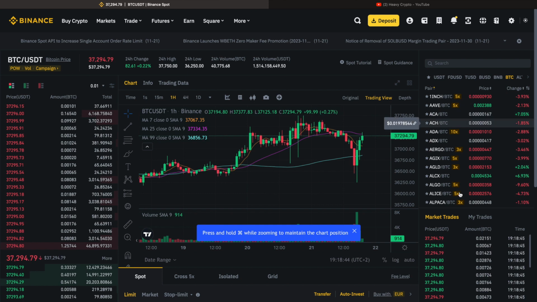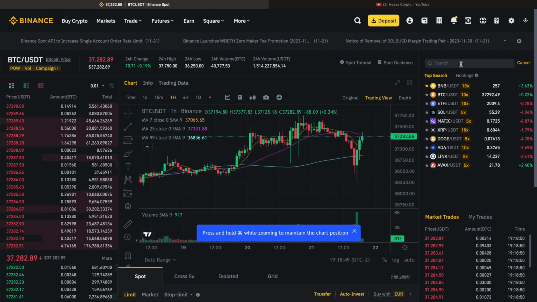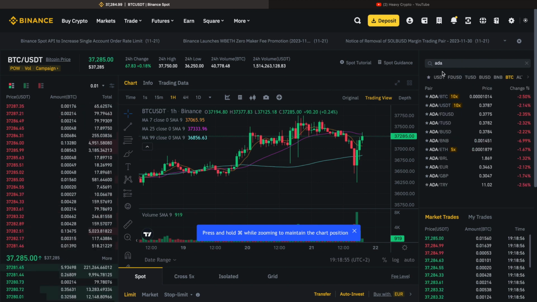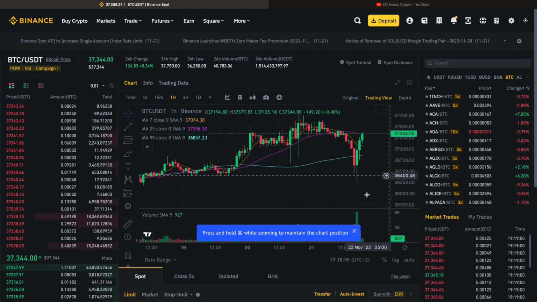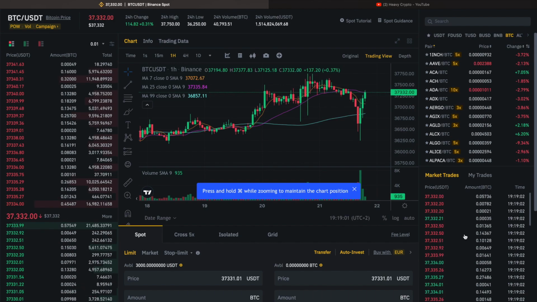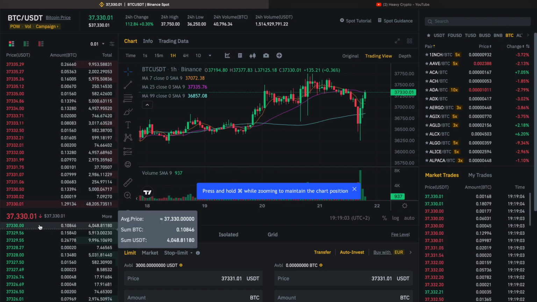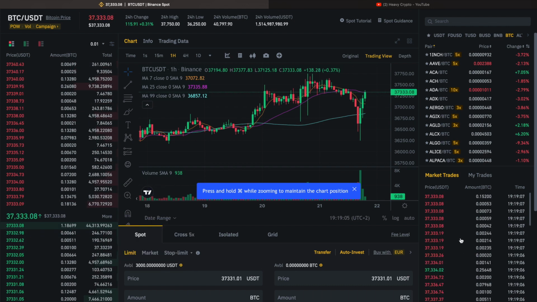Right here you've got prices, and you can search for any coin that you want. For example, if you want to see the Cardano pair, you can simply search ADA and you'll see the Cardano pair. And right here I've got past trades, so all of these trades are recorded here. You can see some people are buying and some people are selling. Those green numbers represent people that are buying, and those red numbers represent people that are selling.